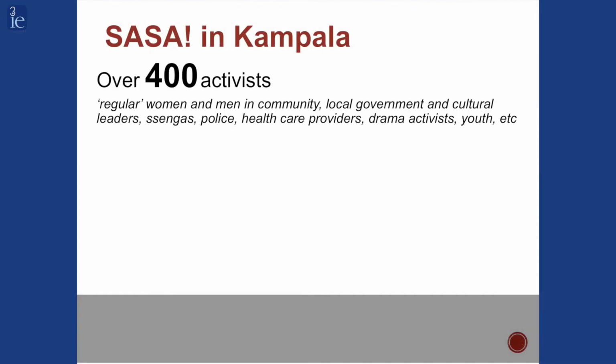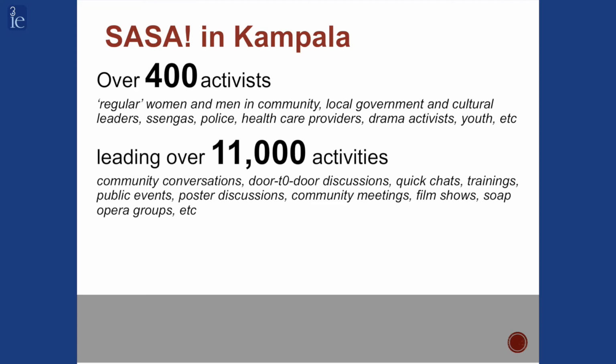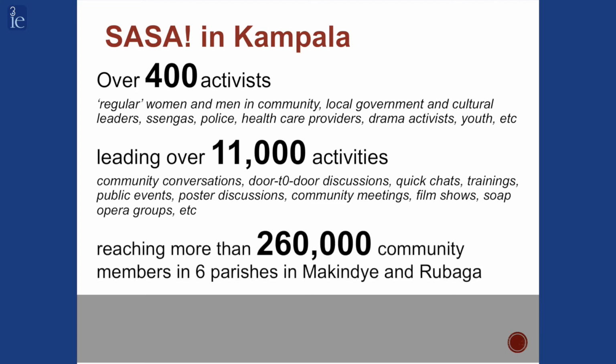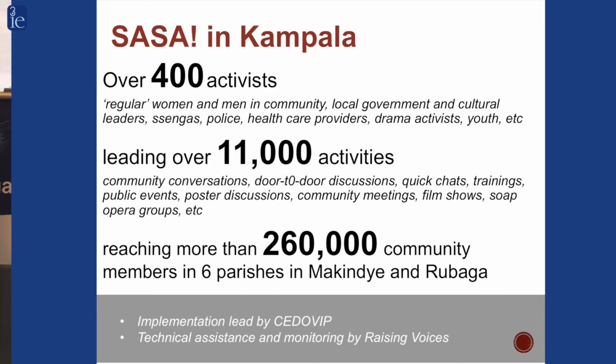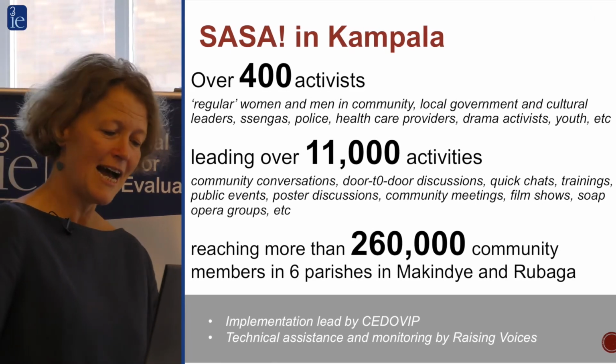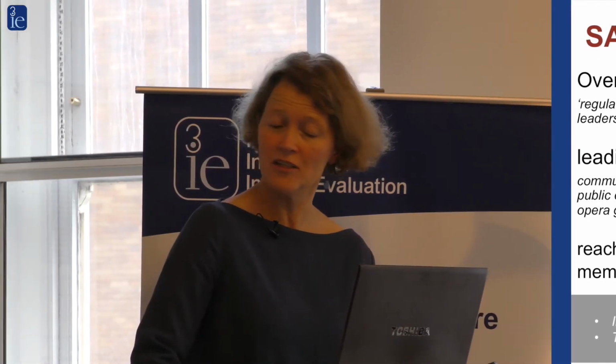Okay, so moving on quickly to the results. The program was implemented in the intervention communities, like I said. There were 400 activists, male and female activists supported. So the model is to support community members to become activists versus deliver something. It's to support a process of change from within the intervention. There were thousands of activities. The MNE counted 11,000. There could be more. And direct contact with at least 260,000 community members in 6 parishes.